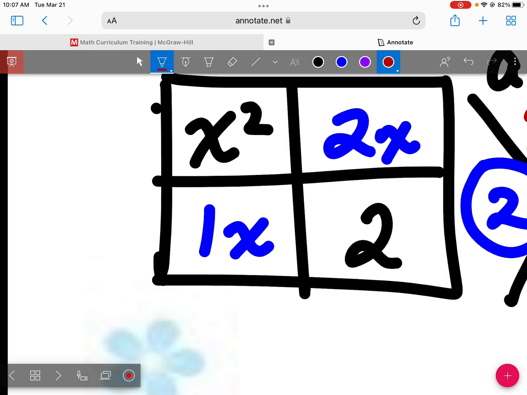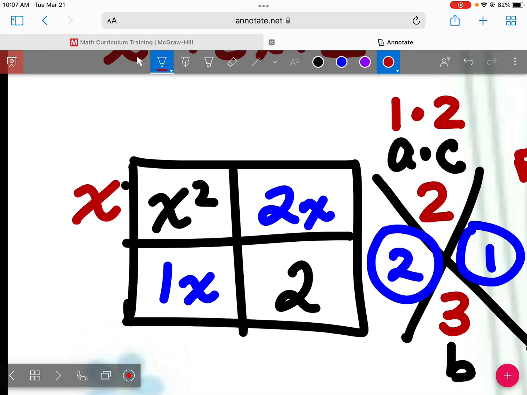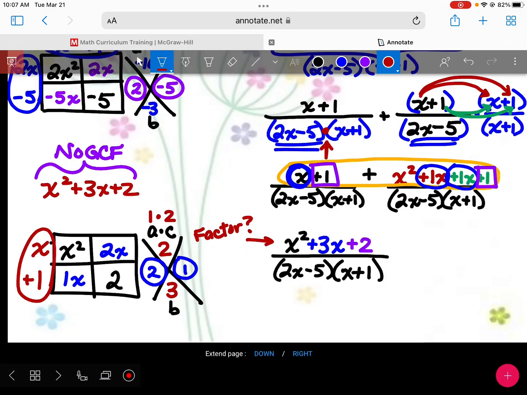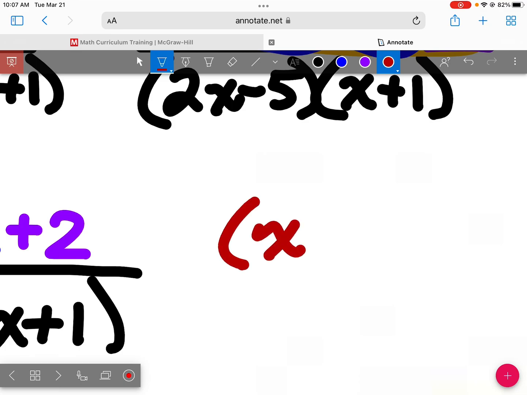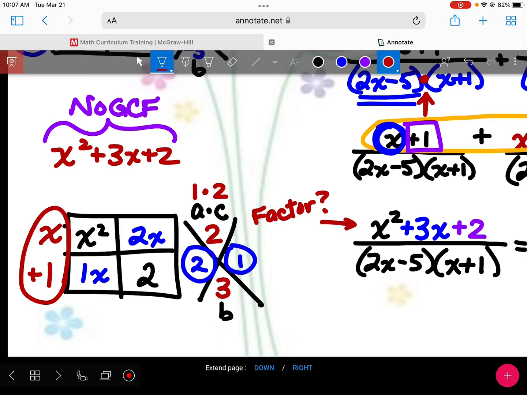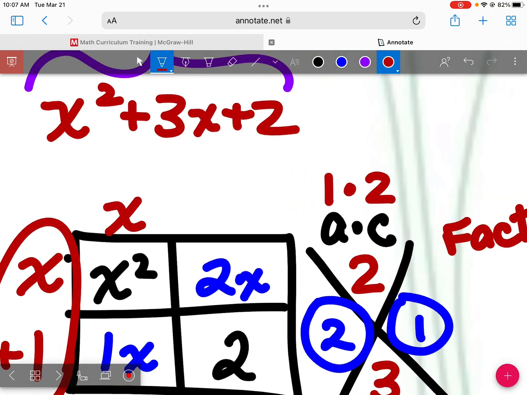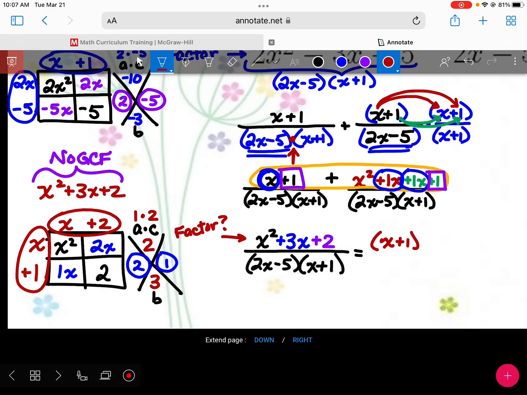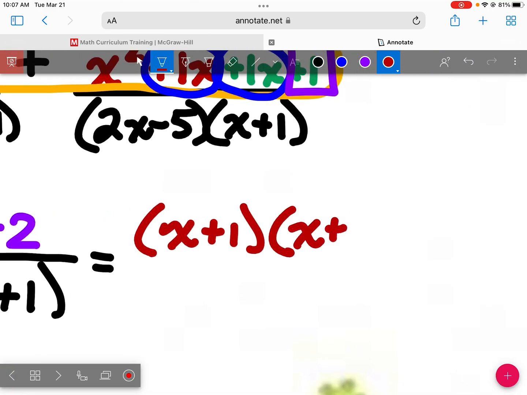X squared and 2x, what do they have in common? They have an x in common. What about 1x and 2? Positive 1. So x plus 1 is a factor of this numerator. Now we're going to do the columns. X squared and 1x. What do they have in common? X. 2x and 2? Positive 2. X plus 2 is the other factor of the numerator.